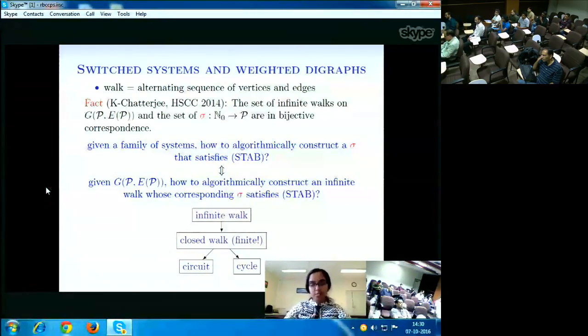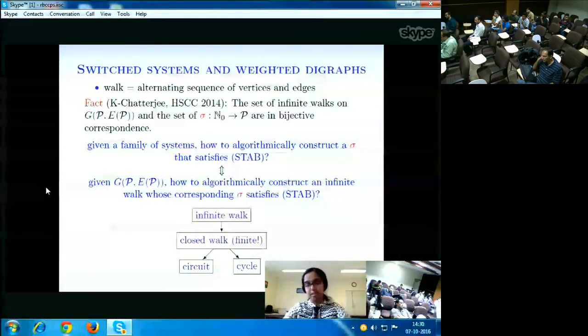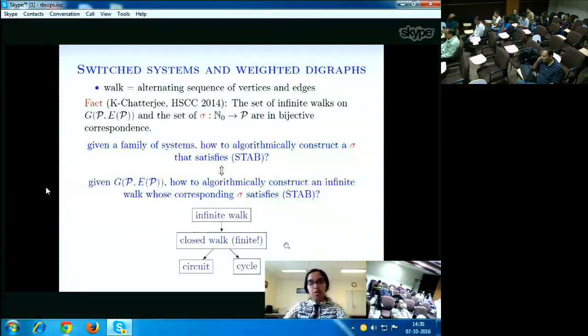Now, of course, it's a difficult problem because an algorithm should ideally stop. So what we do is we construct this infinite walk in terms of closed walks, which are of course finite. By closed walk, I mean a walk that starts and ends on the same vertex. Now, when you have a closed walk, what we want is an algorithm.